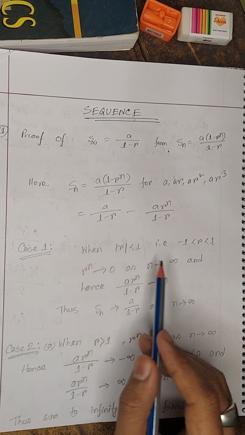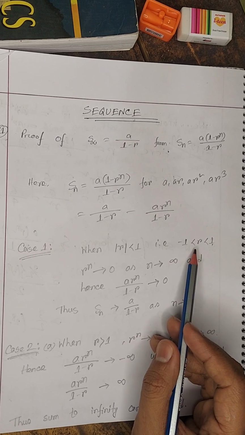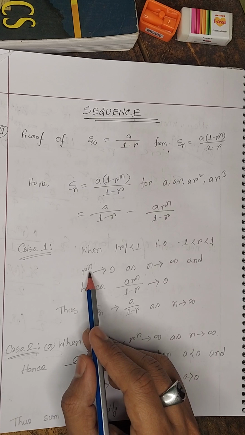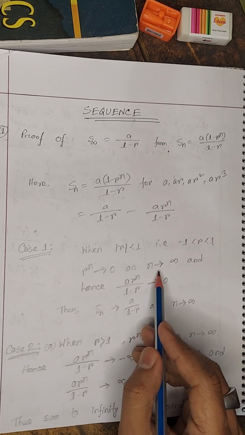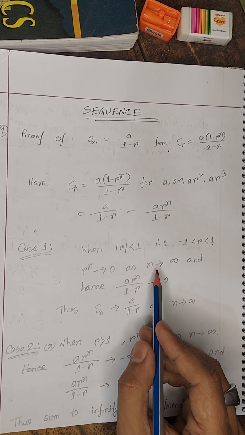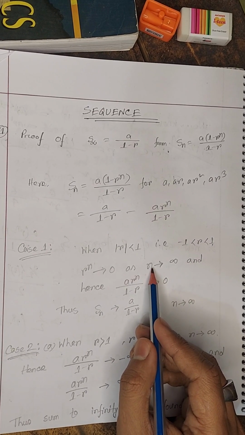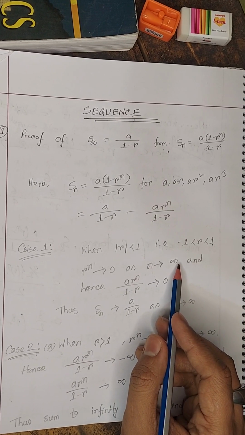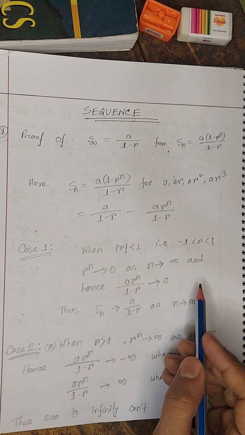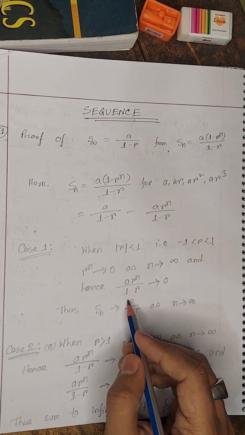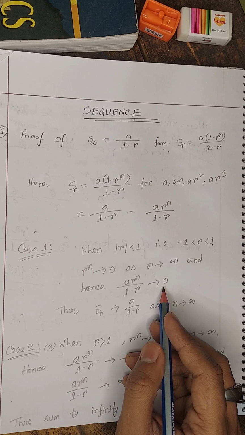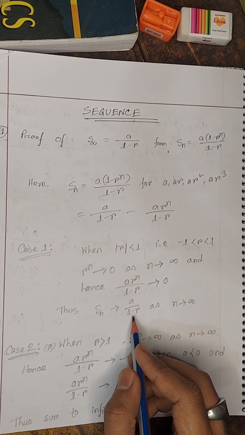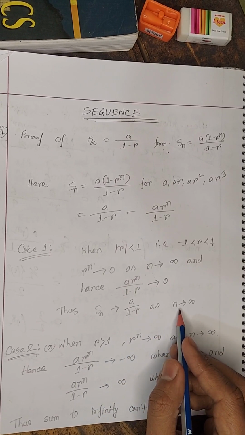For case 1, when the value of r lies between minus 1 and 1, we know that r to the power n tends to 0 as n tends to infinity. That means if we increase the value of n to infinity, r to the power n will be 0, and then ar to the power n divided by 1 minus r will also tend to 0. Thus Sn tends to a divided by 1 minus r as n tends to infinity.